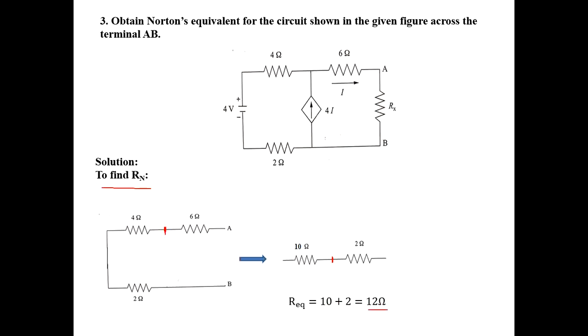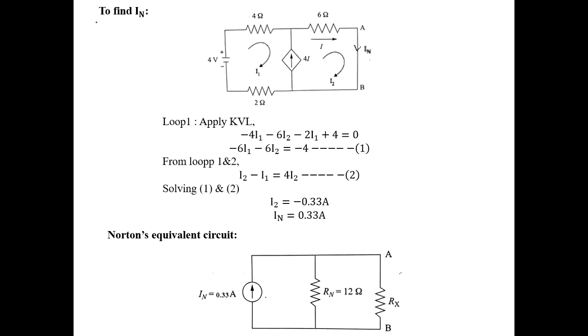We got the answer R Norton equal to 12 ohm. Next, we have to calculate the I Norton current. For that, short the load resistance and then mark this as I Norton. To find this I Norton, we can use the mesh method. We know that in the mesh method, we need the voltage source. Here this is a voltage source, no problem.